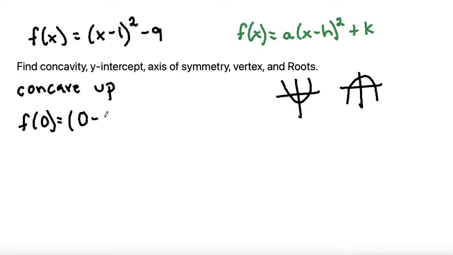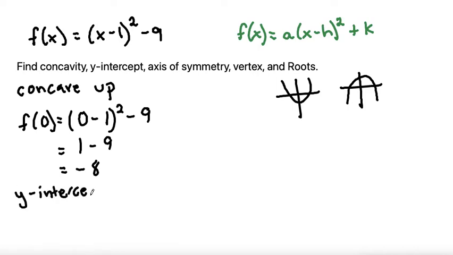So plugging in 0 for x, we get (0 minus 1) squared minus 9. So 0 minus 1 is negative 1. We square it, we get positive 1. So it's 1 minus 9, which is negative 8. So that gives us our y-intercept, which is negative 8, or if it wants it as a coordinate, that would be x is 0 and y is negative 8.